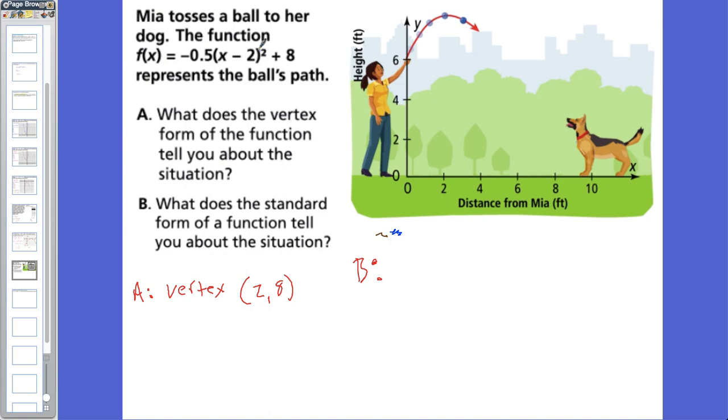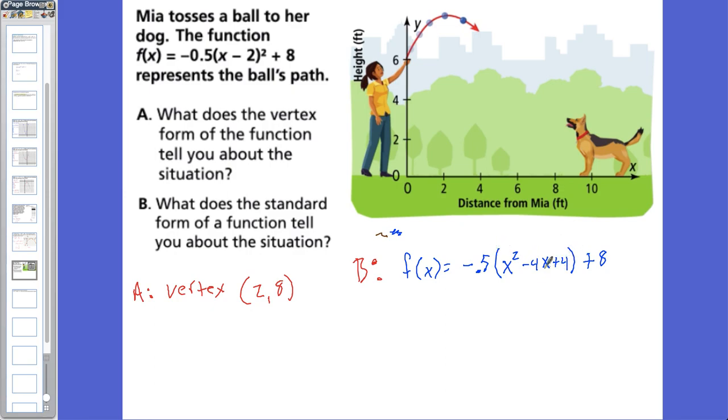So we know how to expand these squared factors, right? So f of x equals negative 0.5 times x squared minus 4x plus 4. And then I still have the plus 8 on the end. Okay? So all I did was x squared, then negative 2 times x is negative 2x, times 2 is negative 4x, and then negative 2 squared is positive 4. Okay, so that got us here.